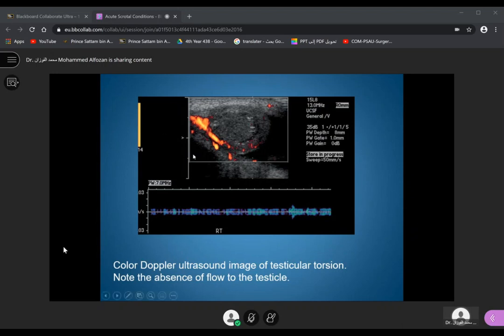So here we see that there is good flow, but it's stopped. There is no flow reaching the testis. This is in the color Doppler. It will give you the pulsatile waves of the artery. As you can see, it's absent here.